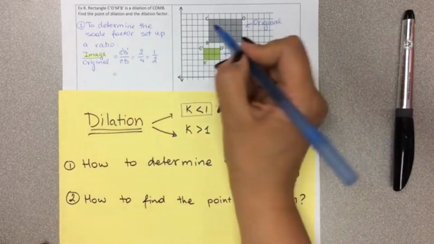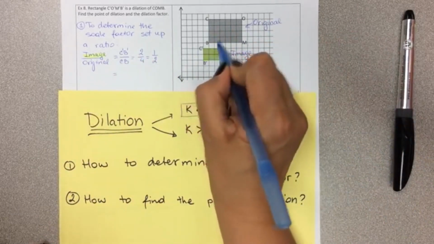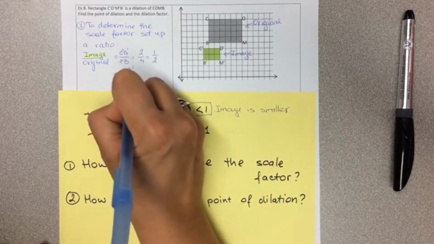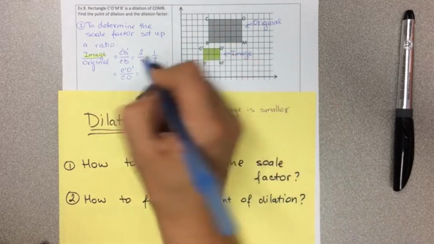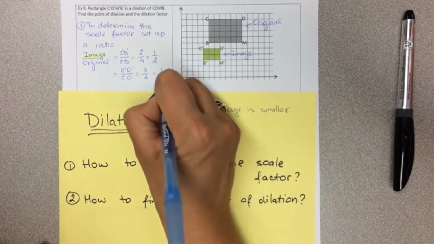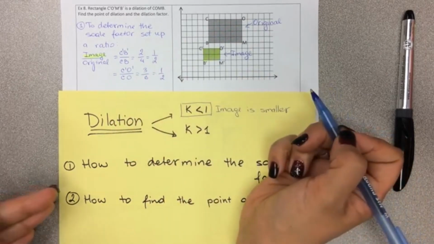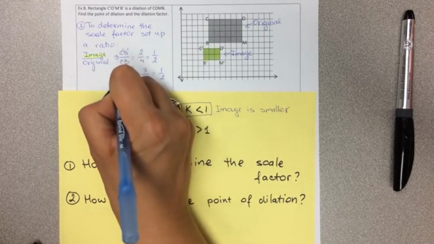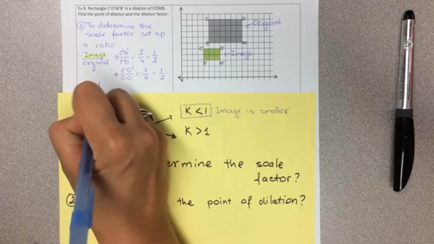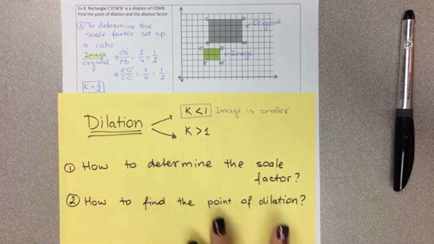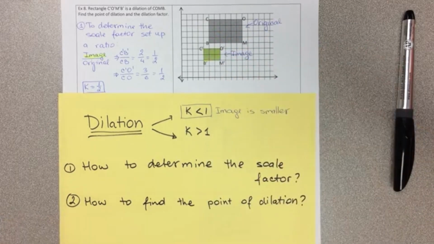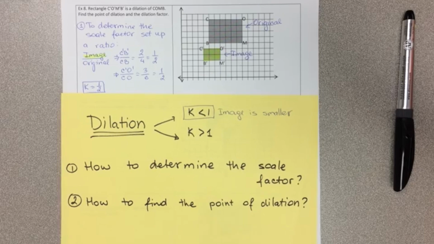Or we can check the length of the image CO prime over CO original, which is 3 to 6, and 3 to 6 reduces to a half as well. So that confirms that our scale factor is 1/2. K equals 1/2. The image is half the size of the original shape. Second question, how to find the point of dilation?